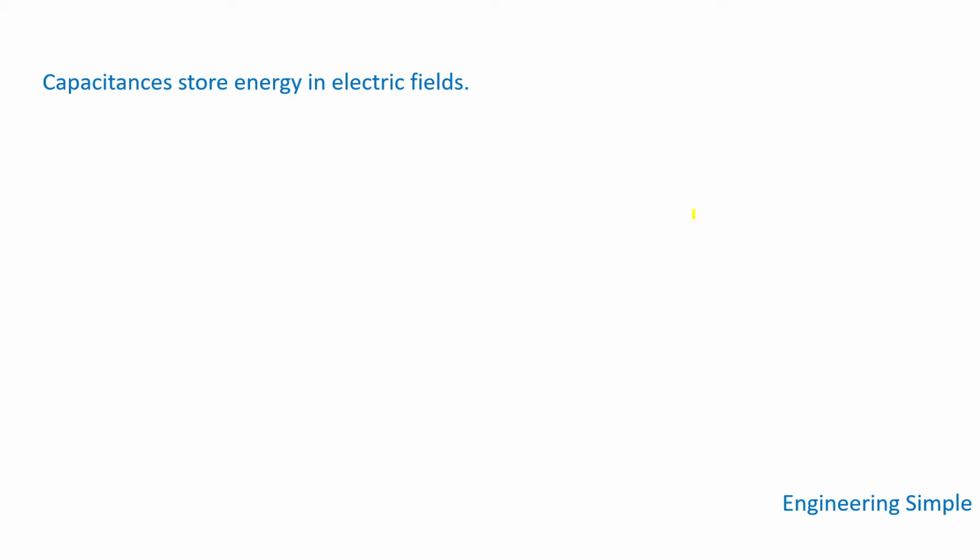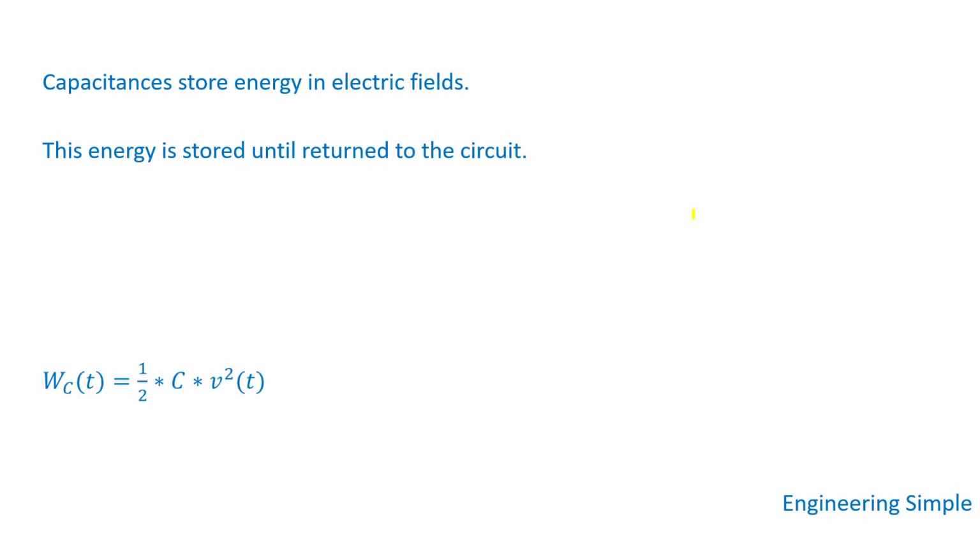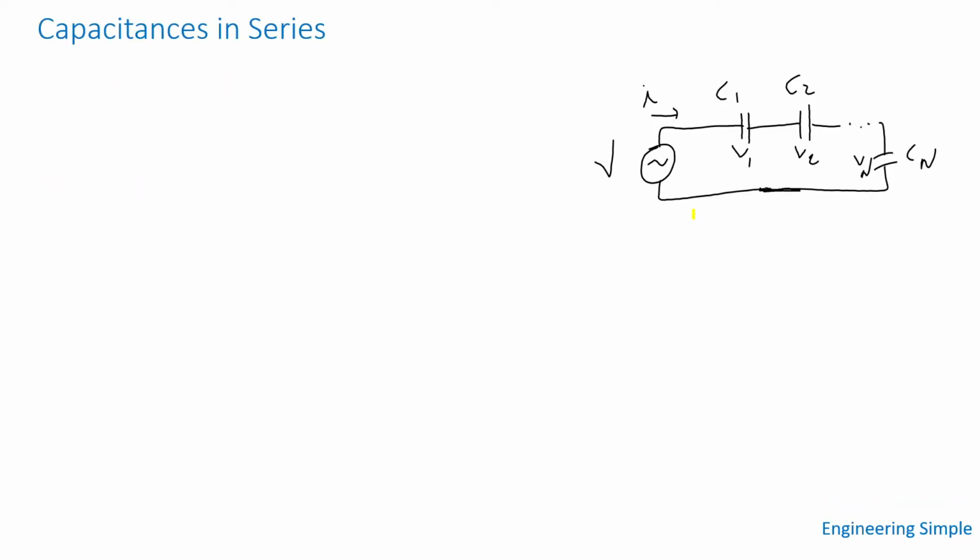One fact about capacitances is that they store energy in electric fields. Resistors consume power, dissipating it as heat basically. And inductors store energy in magnetic fields. So capacitors store energy in electric fields. This energy is stored until it's returned to the circuit, and this energy is 1/2 times the capacitance times the voltage squared.